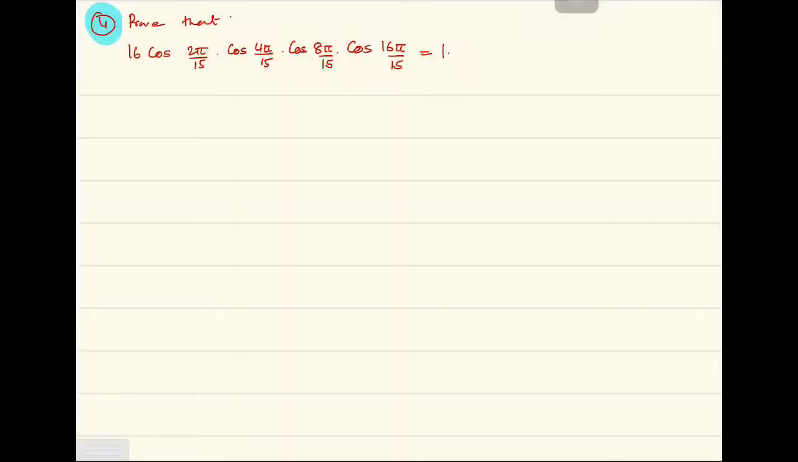Here we have the fourth and the final sum. Prove that 16 cos 2 pi by 15 cos 4 pi by 15 cos 8 pi by 15 cos 16 pi by 15 equals to 1. If you observe carefully, every angle here is double of the previous angle. If you check this out here, there's a 2 pi by 15, there's a double of that 4 pi by 15, double of that 8 pi by 15, and double of that 16 pi by 15. The number in front is 16.